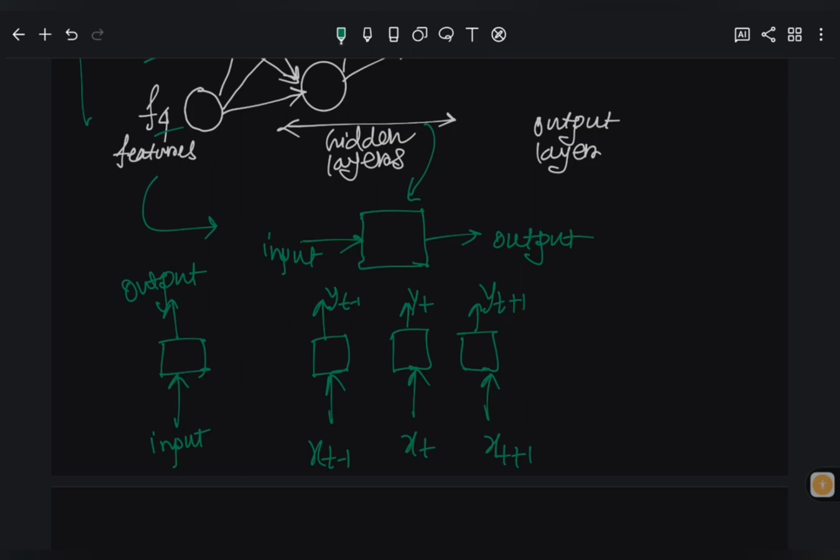Now this will still not suffice for our requirement, like we need memory, right? Your current timestamp output should be correlated with the previous timestamp value, right? Now what we can do is create a connection between these, right? These are the connections we are creating, and in a recurrent neural network we generally call this the hidden state, right? This is your ht minus 1, this is ht, and this is ht plus 1, right?